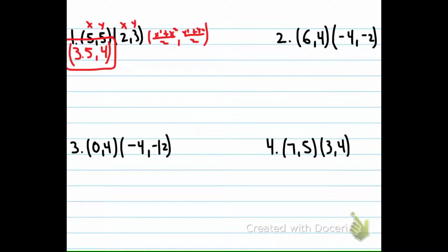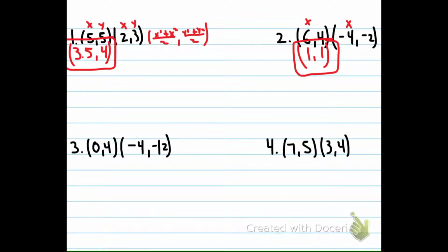For our next problem, our x's are 6 and a negative 4, so 6 plus a negative 4 is 2, and 2 divided by 2 is just 1. And then 4 plus a negative 2 is 2, and then 2 divided by 2 is 1. So our midpoint is at 1, 1.